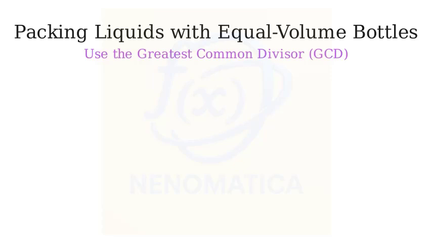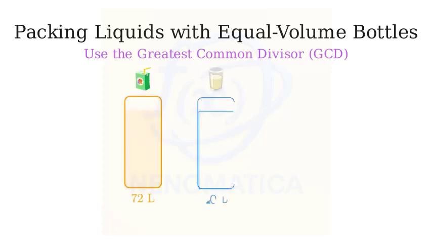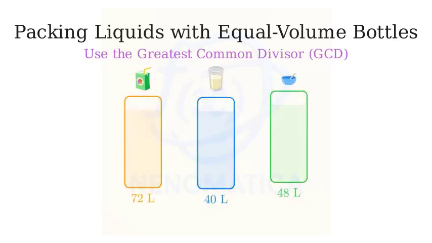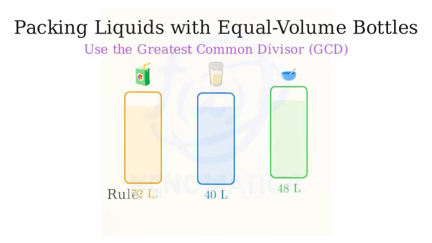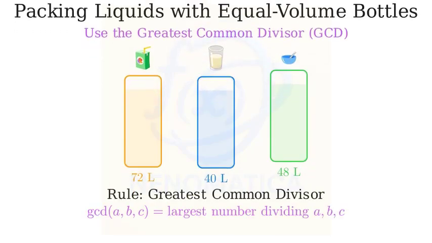Let's visualize the 3 liquids. We'll color fruit juice in orange, milk in blue, and yogurt in green. Each tank is labeled with its total liters. To minimize the number of bottles, we want the largest possible bottle volume that divides all 3 totals exactly. That largest shared divisor is the greatest common divisor. One way to find it is by prime factorization.